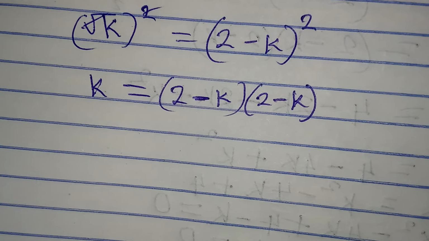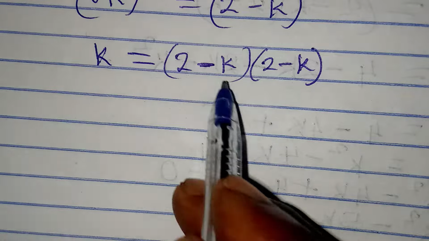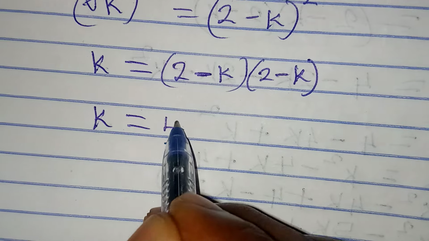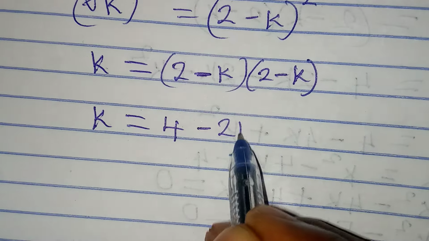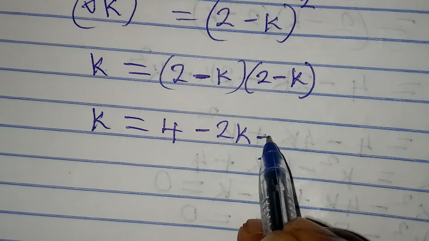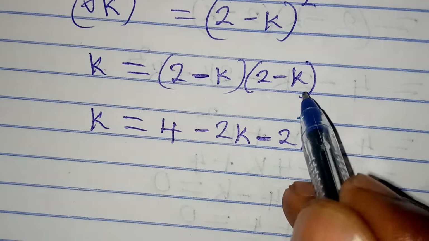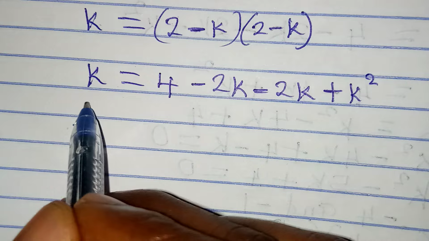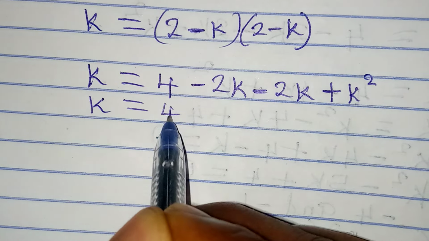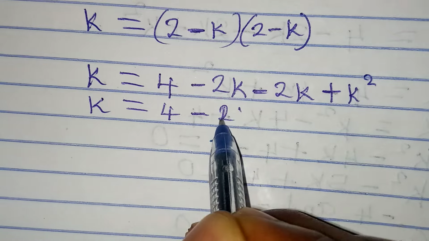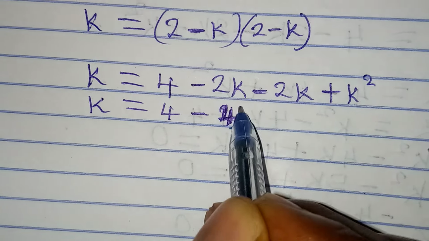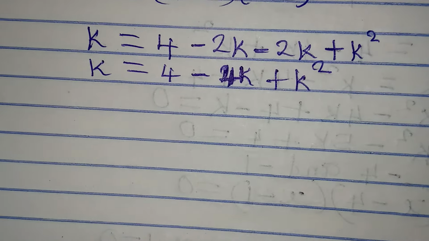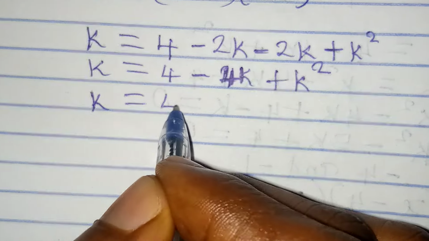From here now, I am going to open this bracket, so k becomes 2 times 2 is 4, 2 times minus k is minus 2k, minus k times 2 is minus 2k, and minus k times minus k is plus k squared. Okay, so if we take a step further, k will be equal to 4 minus 4k, then I have plus k squared.